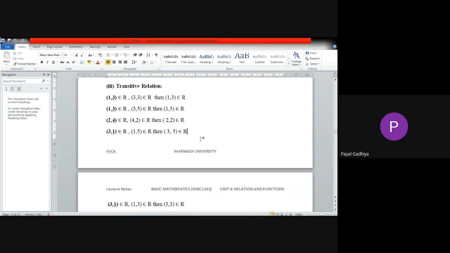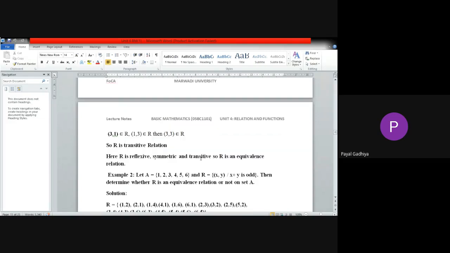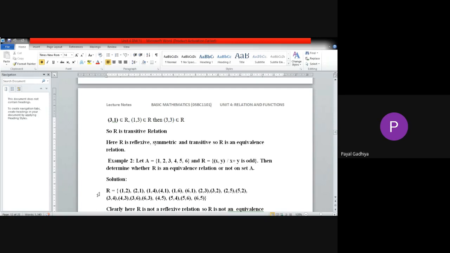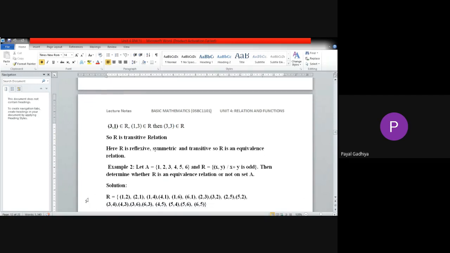Okay, then next, this is the example. Let A be {1, 2, 3, 4, 5, 6}, and R is the relation where x plus y is odd. Then determine whether it is reflexive, symmetric, or transitive. So this is the relation. Check whether it is an equivalence relation or not. For that, you have to check for everyone: reflexive, symmetric, transitive.